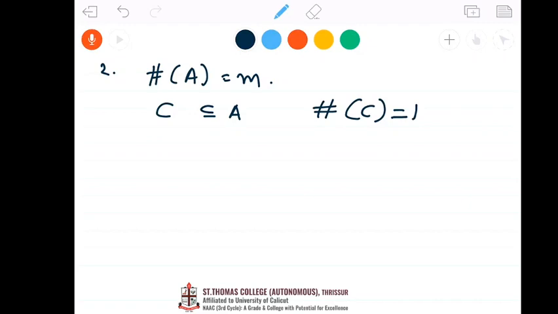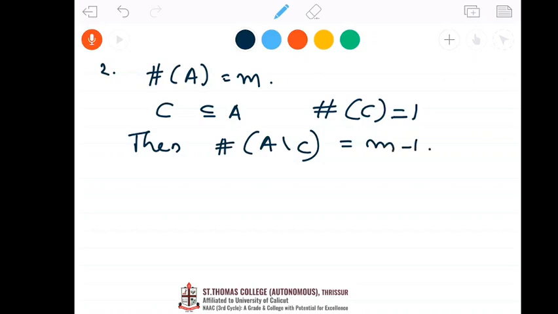What we have to prove is the set A minus C contains m minus 1 elements. So our set A contains m elements, and C is a subset of A which contains only one element. So A minus C means we are removing a single element from A. So what remains is m minus 1 elements. The result looks trivial. But how to prove this?